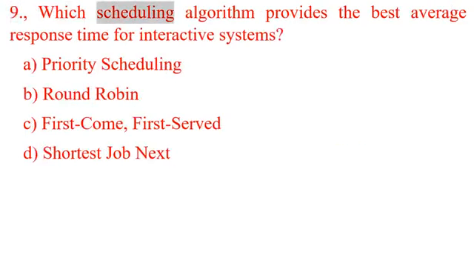9. Which scheduling algorithm provides the best average response time for interactive systems? A. Priority scheduling. B. Round robin. C. First come, first served. D. Shortest job next. Your time starts now.